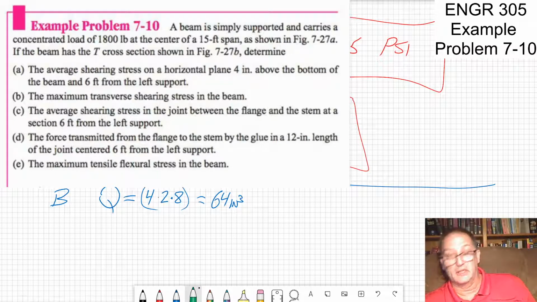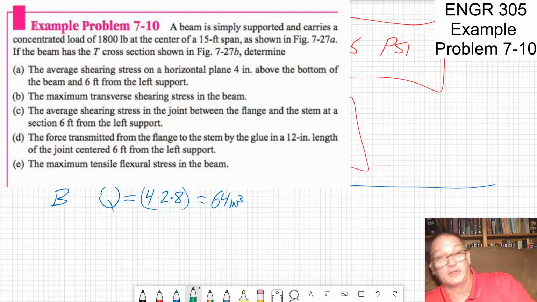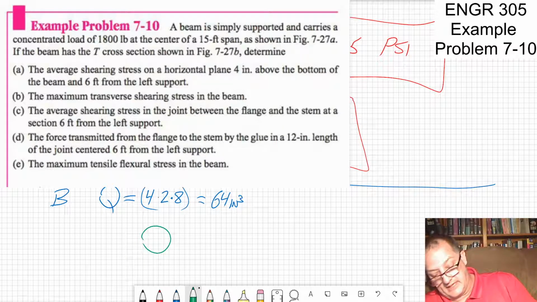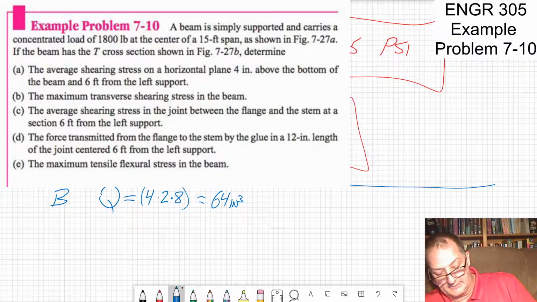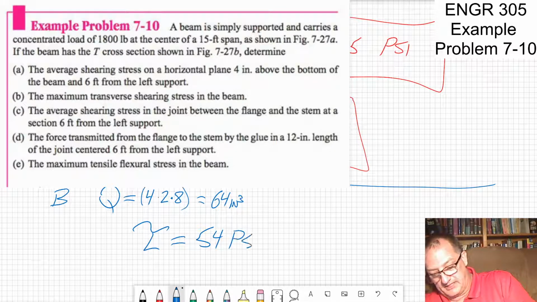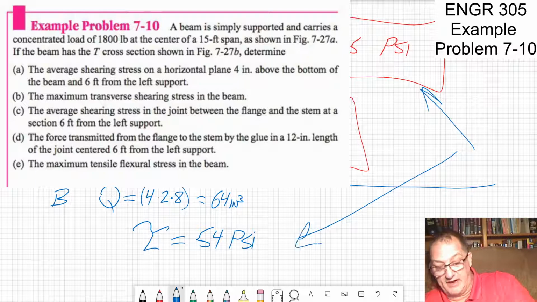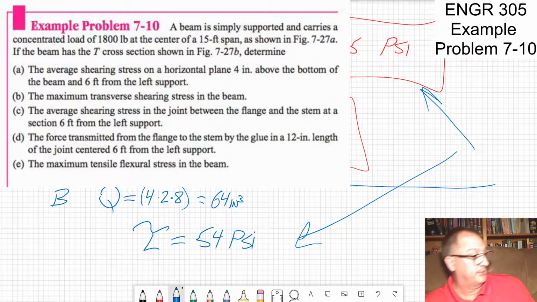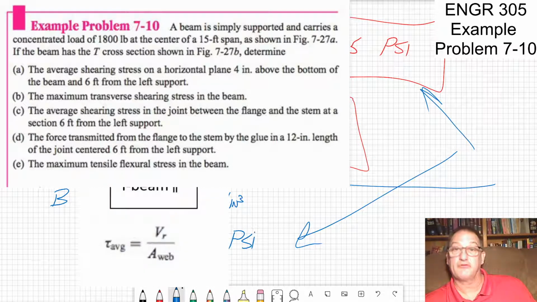And so it's going to be a little bit larger, and if we multiply that out, we're going to find that now, not Q, we're going to find that the shear is equal to 54 PSI. Now, we had this at 40, we have this at 45. If we go back to our formula, which I didn't even show, there's our formula.